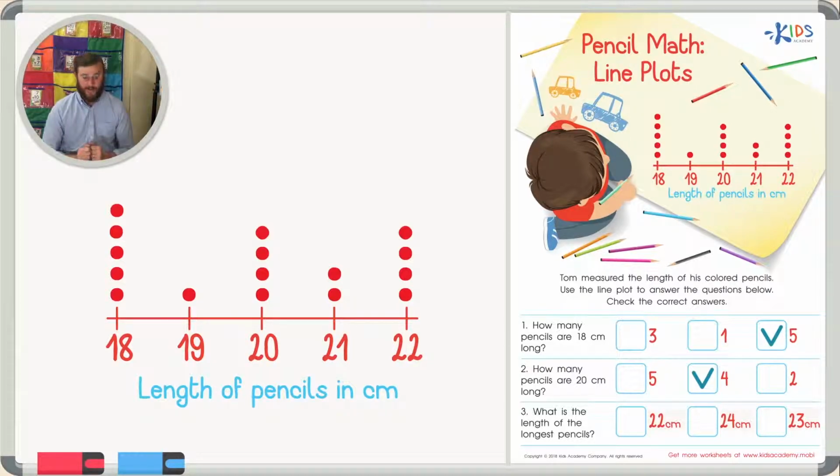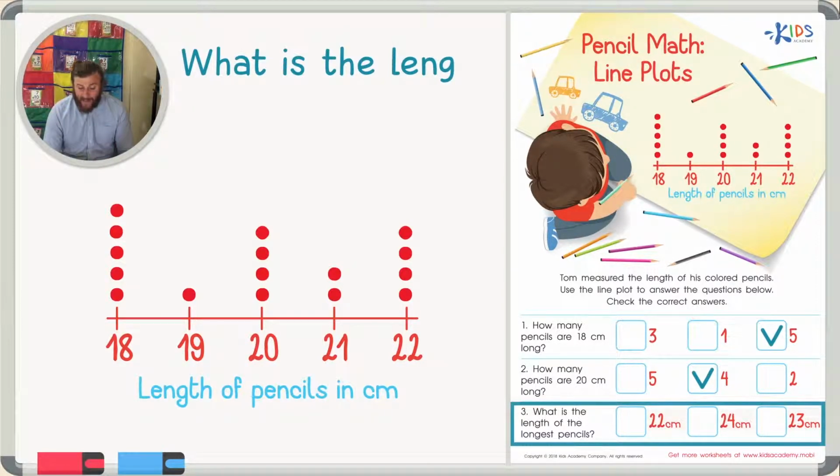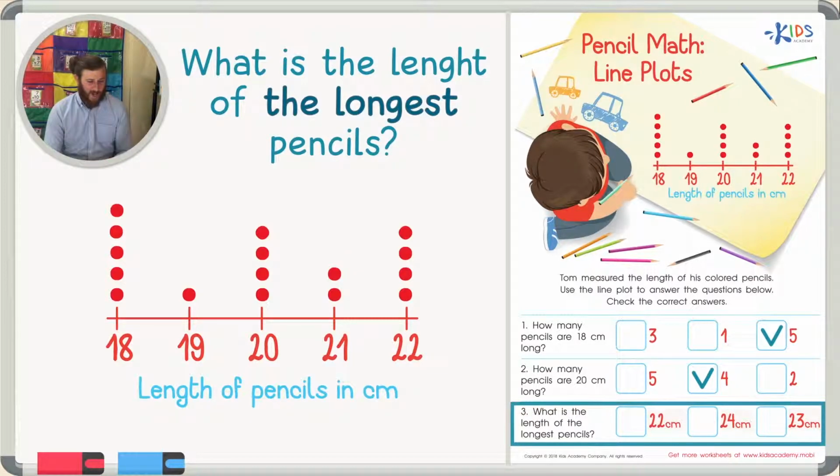The last question reads, what is the length of the longest pencils? Okay, I remember when we first looked at this graph, we said the pencils went from 18 centimeters long to 22 centimeters long. So what's the length of the longest pencils? Our answer choices are 22, 24, and 23. Does our line plot go up to 23 or 24? It doesn't. I know that the longest pencils shown on this graph are 22 centimeters long. So let's go ahead and check 22 centimeters.